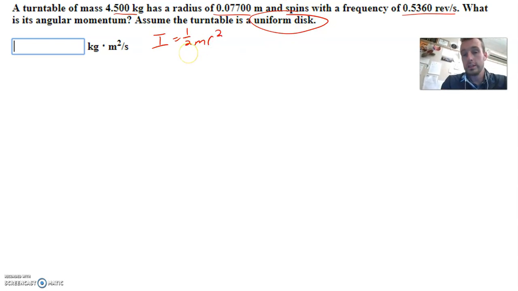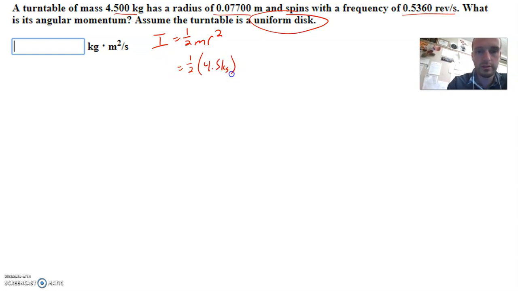A turntable of mass this has a radius of this and spins with a frequency of this. What's its angular momentum? Assume the turntable is a uniform disk. So I will always give you the I equation, specifically with the coefficient out front of it, on a test, but we do know that a disk has the I of 1/2 mr squared. We've seen a few of those. And so since we know that information, why don't we go ahead and find this real quick.